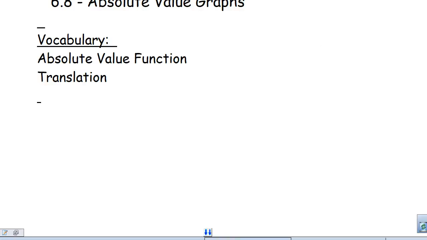So you guys should be on your 6-8 notes. We're going to be learning about absolute value graphs today. This is our last section in chapter 6 before we move on.